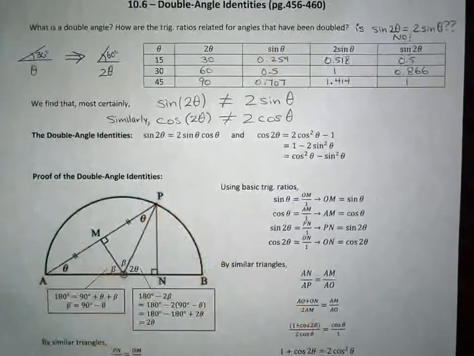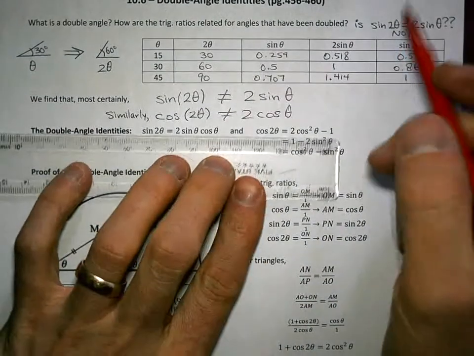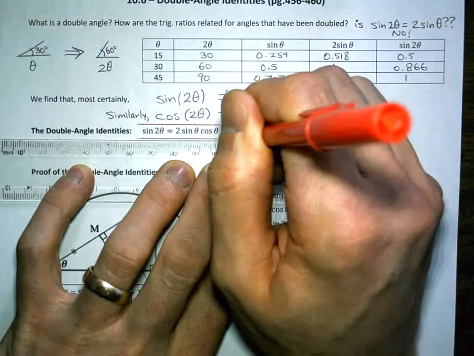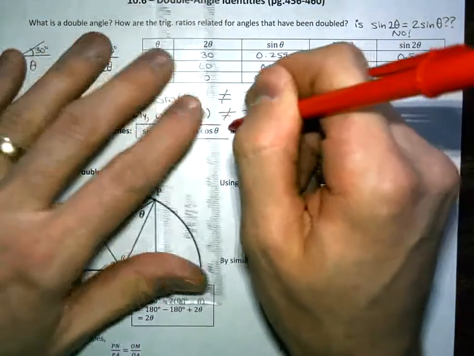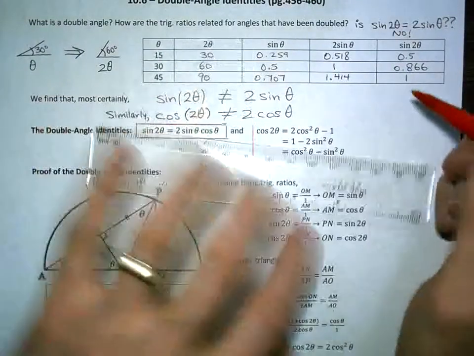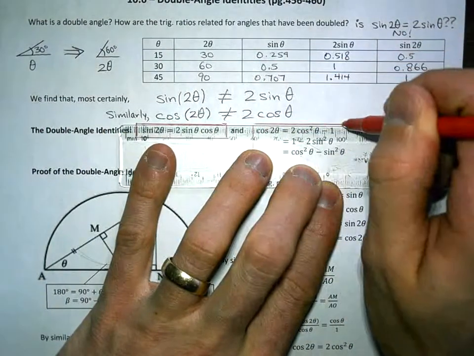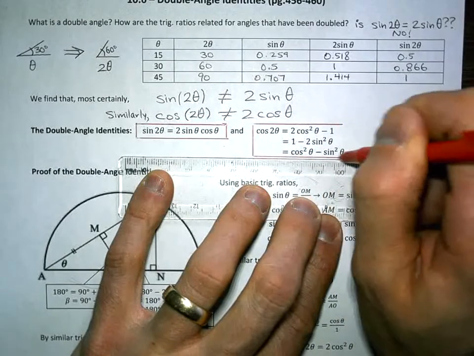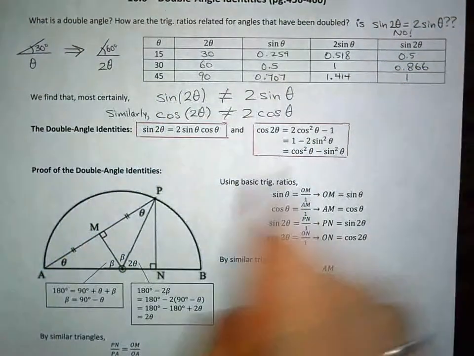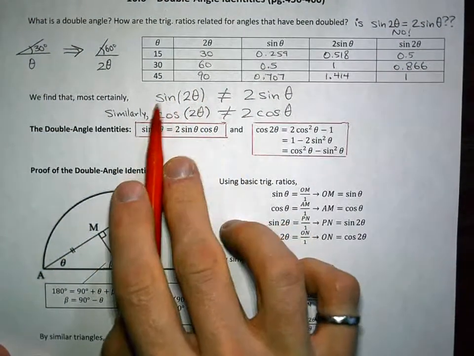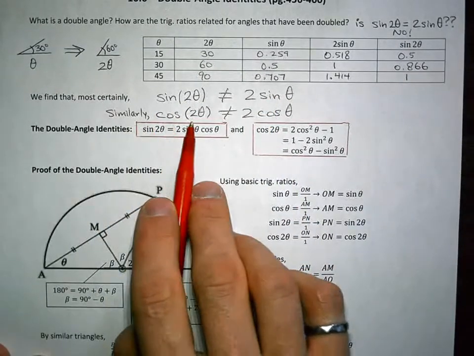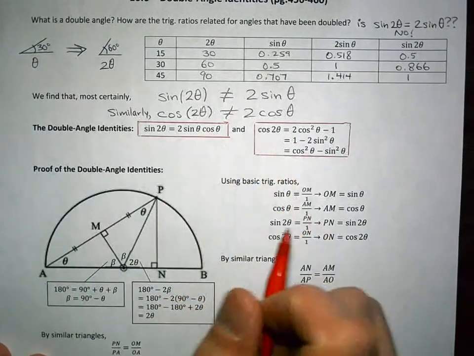Formally, the double angle identities, the way that I can find sine 2 theta, is with this formula: sine 2 theta is actually equal to 2 sine theta cos theta. And for cos 2 theta, there are a few different options here: 2 cos squared theta minus 1, 1 minus 2 sine squared theta, and cos squared theta minus sine squared theta. These are my double angle identities. So it's not enough to just look at sine 2 theta and say, oh, that's 2 sine theta. It's not that. Sine 2 theta is 2 times sine theta times cos theta.